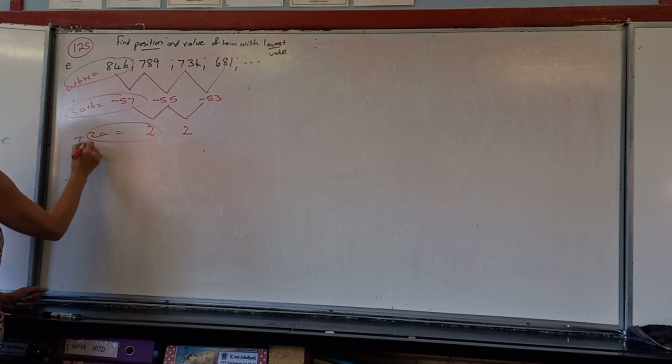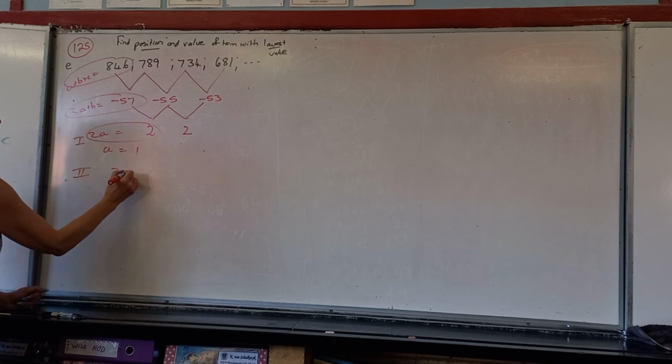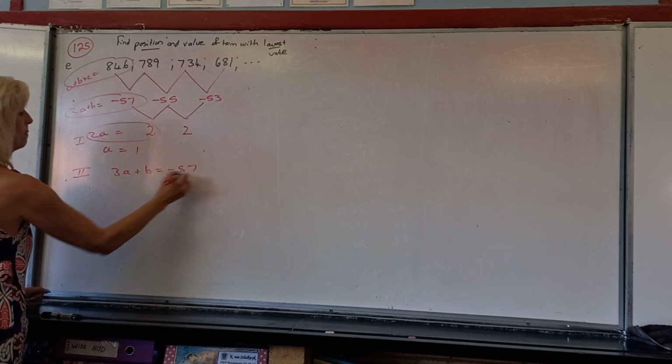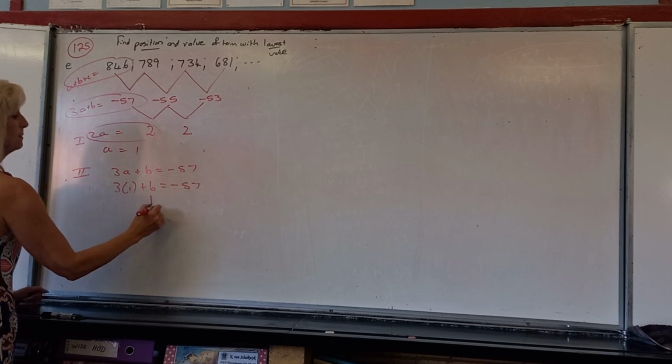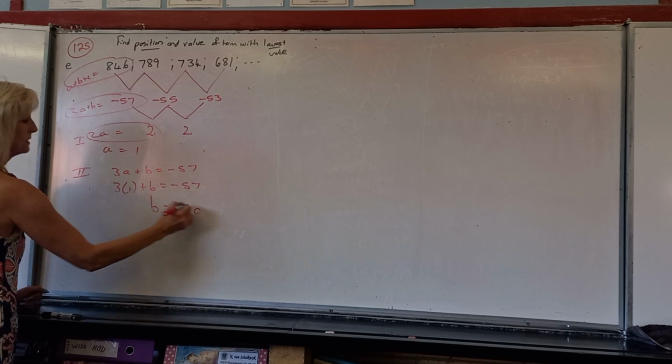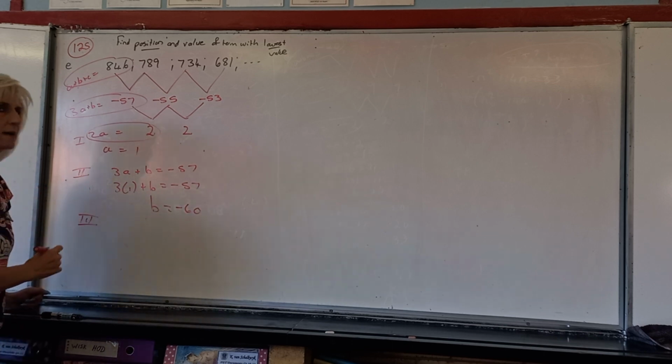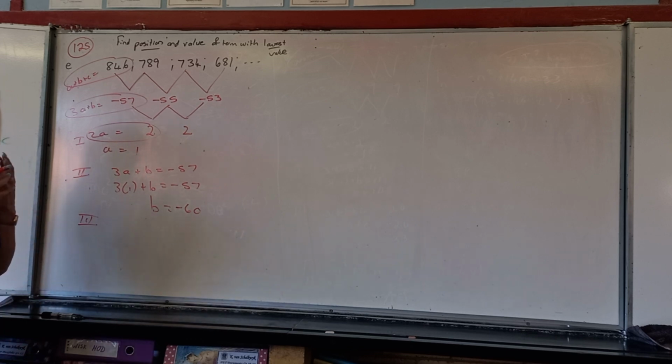Step number 1, a is equal to 1. Step number 2, where the a value is 1, and the b value then will be negative 60. When the numbers are so large, you kind of feel threatened. It doesn't matter whether it's small or large, it's the same exact routine.